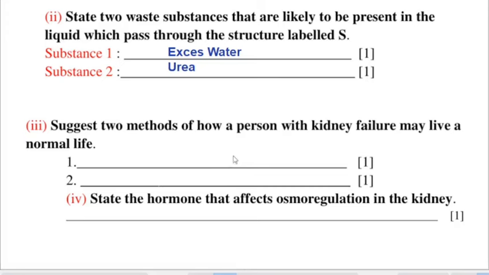So a person with kidney failure can live a normal life through a kidney transplant, if they go through surgery. Apart from that, they can also go through a dialysis machine, so that this machine keeps on purifying their blood. Because kidney failure may occur from different factors such as poisoning, infections, and viral diseases. So those are the answers.